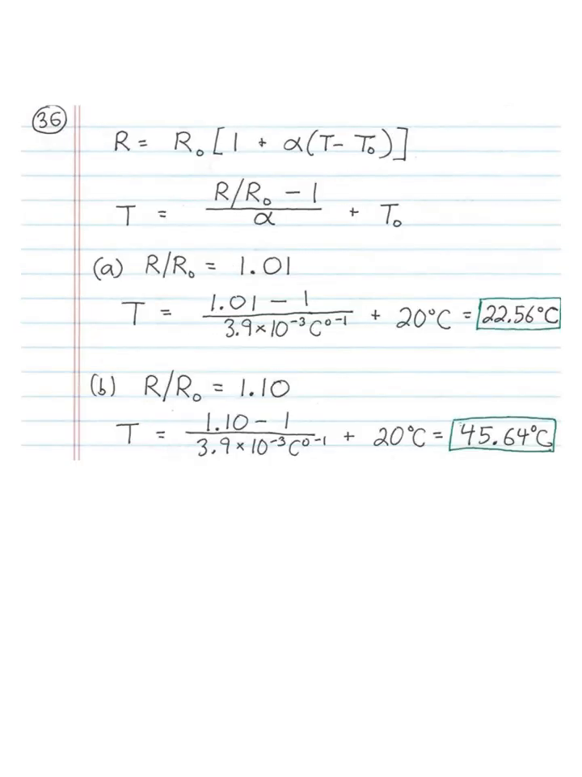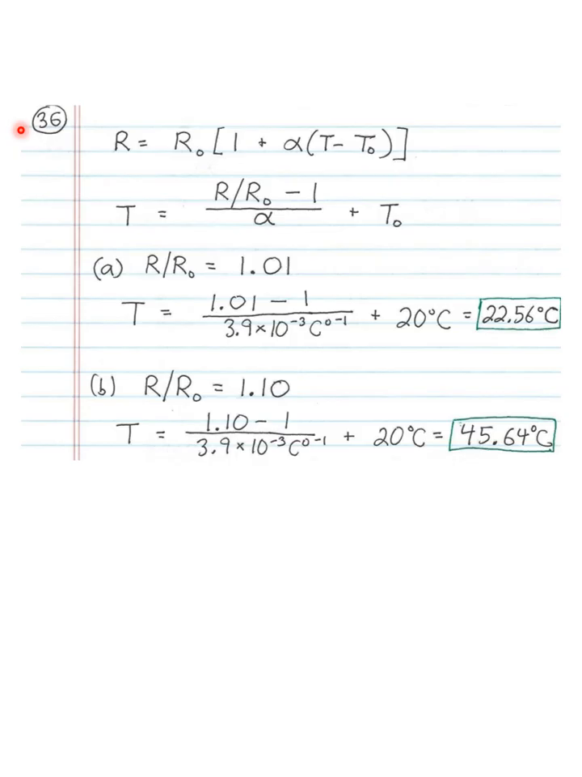Number 36, a platinum wire is originally at 20 degrees Celsius. Find the temperature required to raise its resistance by 1% and by 10%. So we're looking at the temperature-dependent resistance or resistivity. Now we have this equation, and the equation given in the book and in my lecture is the rho equation. So it's the resistivity equation, rho equals rho naught times 1 plus alpha times the change in T.